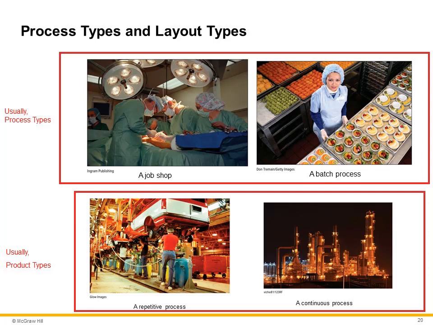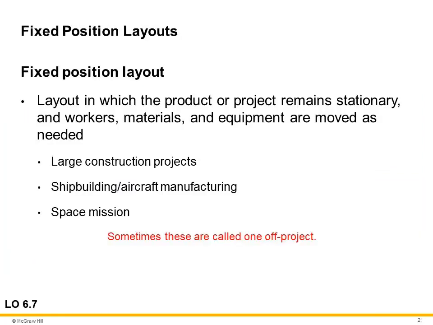So let's talk about the third one, fixed position layout. Fixed position layout refers to a layout in which the product or project remains stationary, fixed, and workers, materials, and equipment are moved as needed, like shipbuilding, aircraft manufacturing, or a space mission project. Sometimes we call this kind of layout a one-off project.